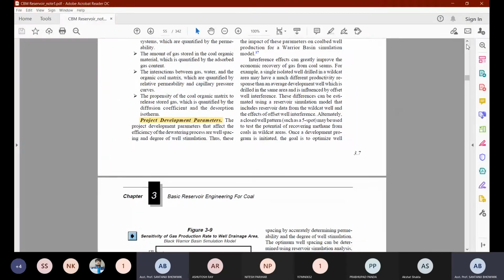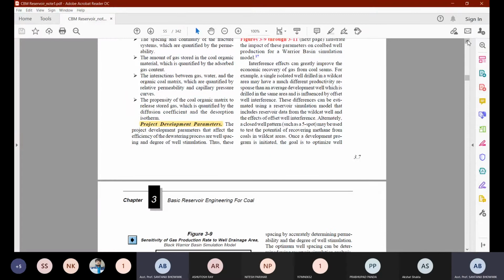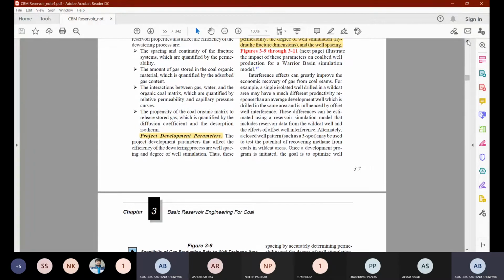So in the last class, we discussed the production graph, the different phases of the production, and some different parameters on which this production history will depend. If I remember, in the last class, we discussed up to the project development parameters.